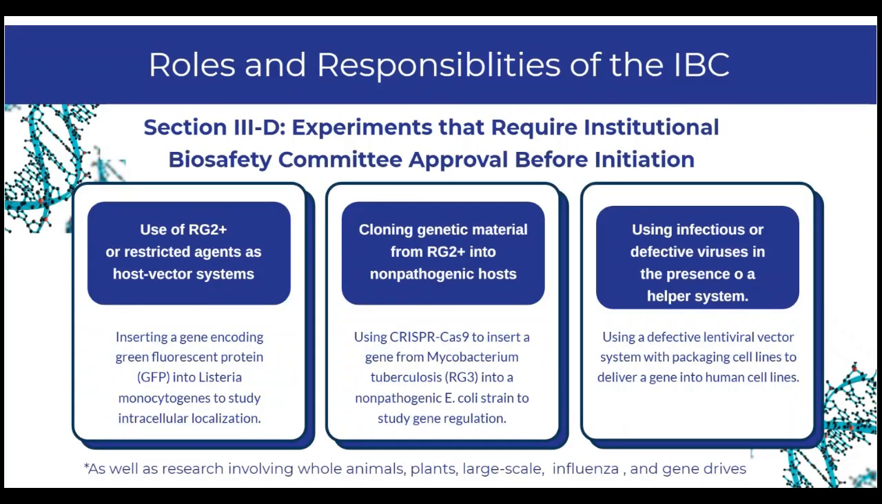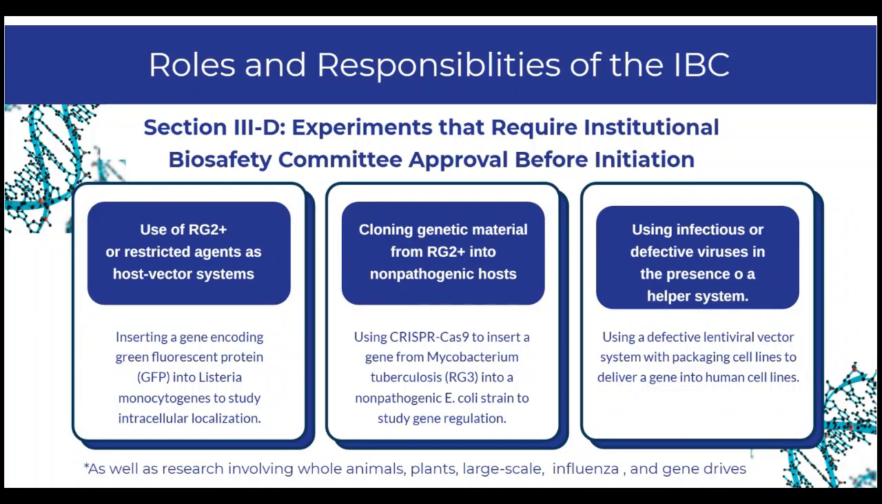Section 3D describes experiments that require IBC approval before any work begins. This category covers many basic microbiological techniques involving risk group 2, 3, or 4 agents, as well as restricted agents. These experiments usually require BSL-2 containment or higher. Most of the research an IBC will review falls under this section. Let's look at 3 common types.